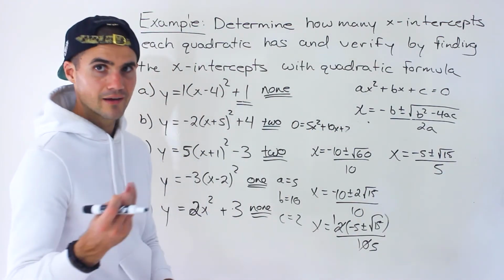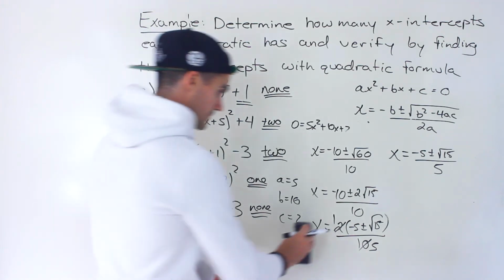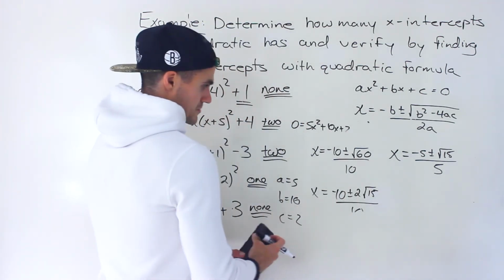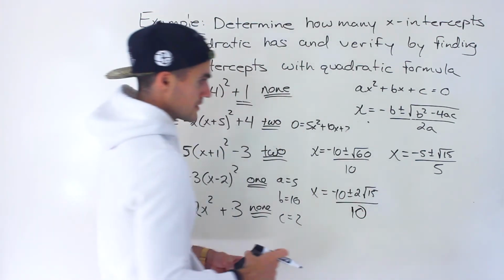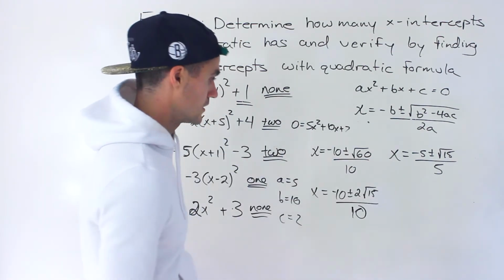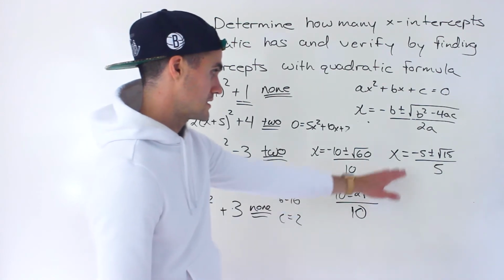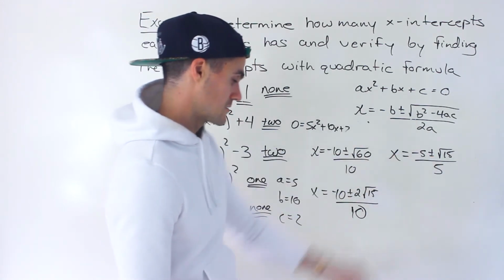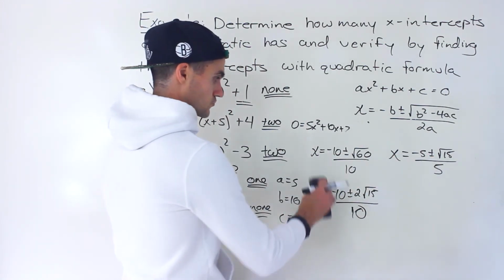Again, your teacher may not expect you to have to simplify this expression, but that's what it simplifies to. This and this are the exact same thing. You would get the same decimal values, but this here is simplified. We simplified that radical expression.